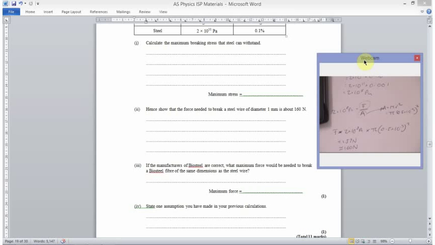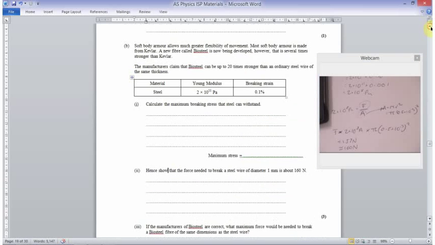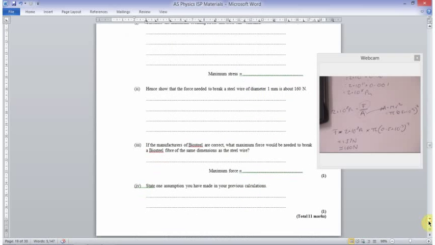If the manufacturers of biosteel are correct, what is the maximum force needed to break biosteel fibre of the same dimensions as steel wire? Okay, so the idea is that it's 20 times stronger, so it should be able to stand 20 times the force. So it is literally 20 times the value that we've just been given. So it's going to be somewhere in the region of 3,200.